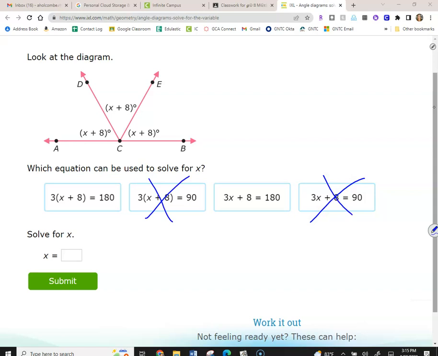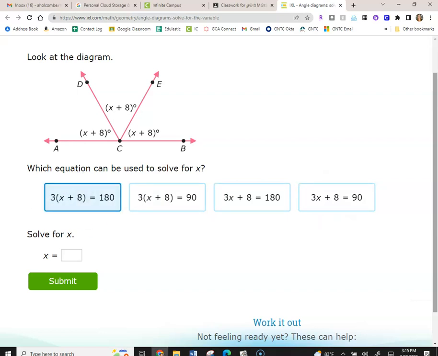Or you could say to yourself, there are 3 x plus 8s, right? So there are 3 x plus 8s. Does that make sense? That's what I need you to get to.